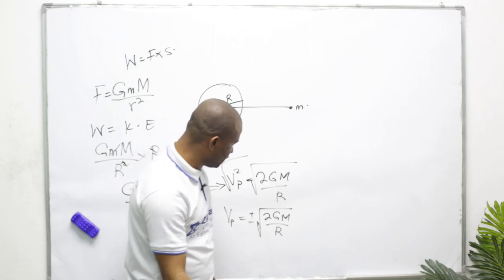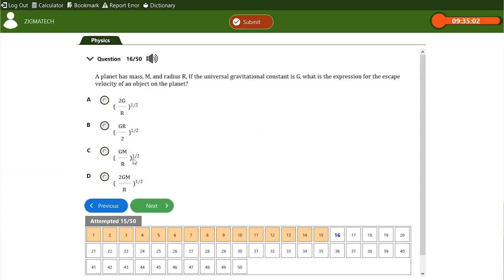Yes, this is it. Do I have that option? 2G M over capital R. Yes, this option is correct because I can remove this root and write it as a power of 1 over 2. And that is the option there.